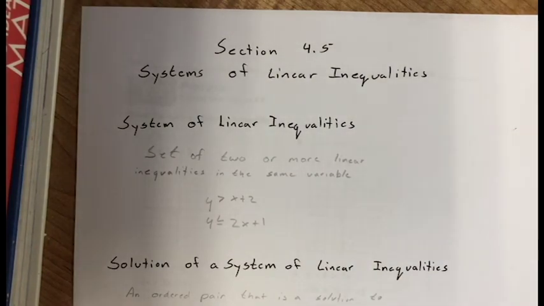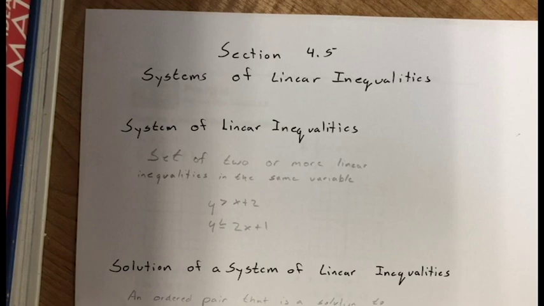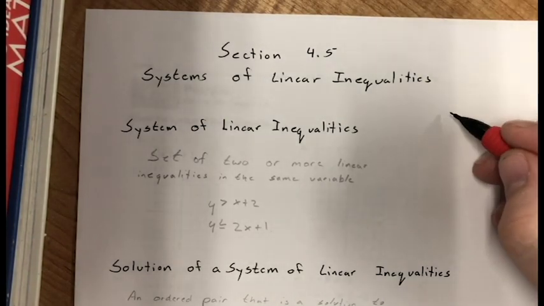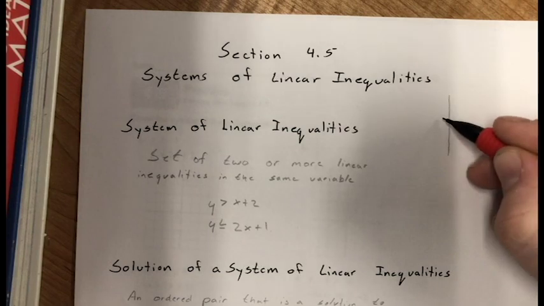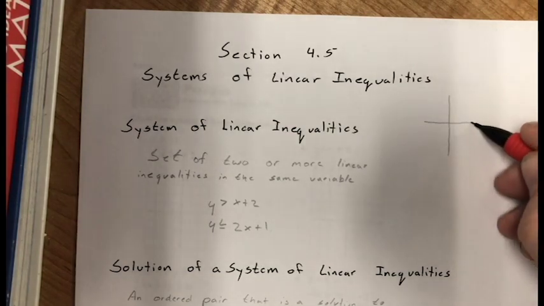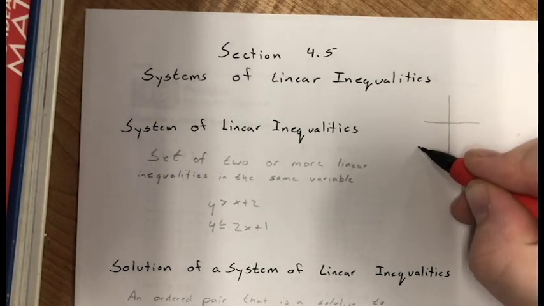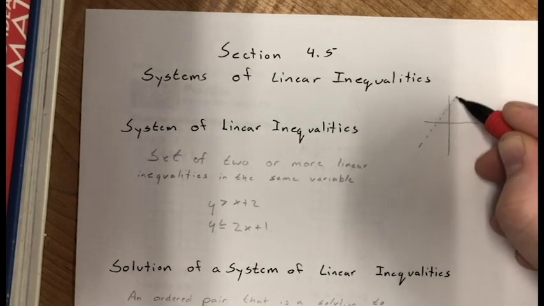All right, Section 4.5. This is systems of linear inequalities. So this builds on a couple of different things. One, it really builds on some stuff that we did at the end of Chapter 3 where we're graphing inequalities. And when you graph an inequality, it looked like this, where we had our y-axis and our x-axis, and then we might have a dotted line like this.